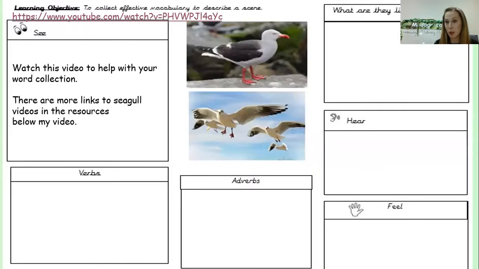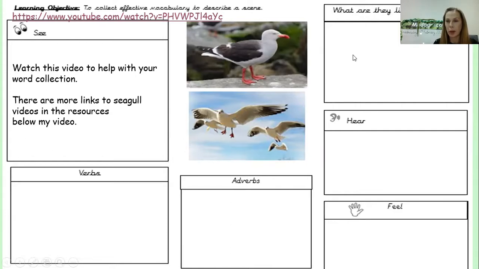Okay, so this is the sheet that I was talking about. So you can see it's got different boxes on. So this box is going to be all the things that you can see on the seagulls. And this box here is going to be all the things that you can hear, the noises that the seagulls might make. Here is what you can imagine things on the seagull might feel like, okay? Over here, we've got verbs. They're all the action words, all the things that the seagull can do. And adverbs, all the things that describe the action, so how they might move, okay? And then at the top here, it says, what are they like? I don't know if you can see that properly because my head's in the way at the top there.